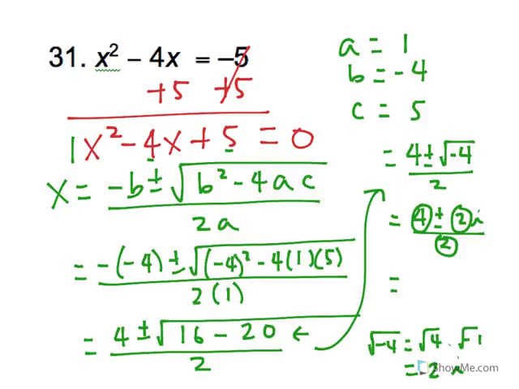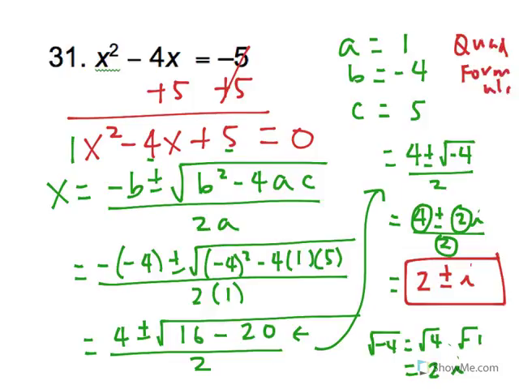So 4 divided by 2 gives us the final answer of 2 on top, plus or minus 2 divided by 2 is 1i all over 1, which just means 2 plus or minus i. And that is the final answer found by using the quadratic formula. End of problem.